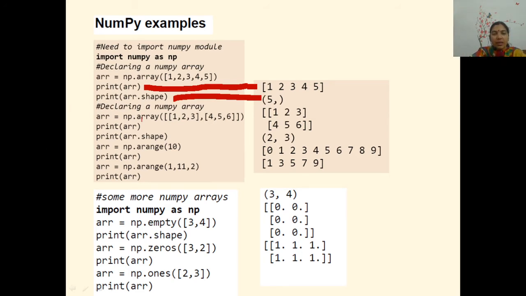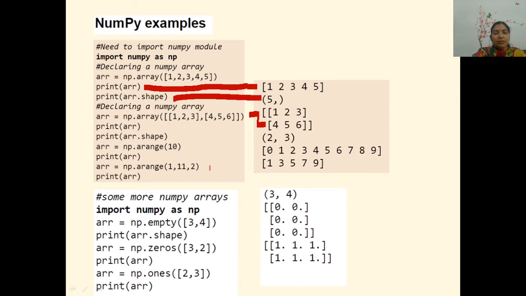Then this is a 2D array. And when I print it with the statement print array, this is the output. The shape of this array is 2 rows and 3 columns. Then there are various functions and attributes available with NumPy to create arrays, and this is the arange function. It helps you to create a NumPy array.